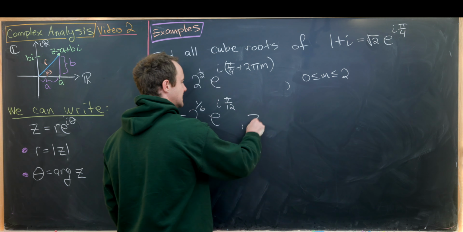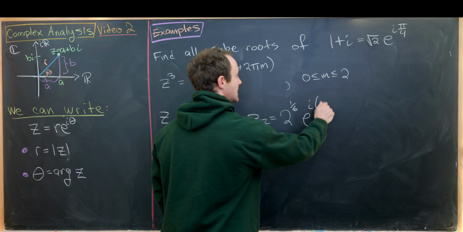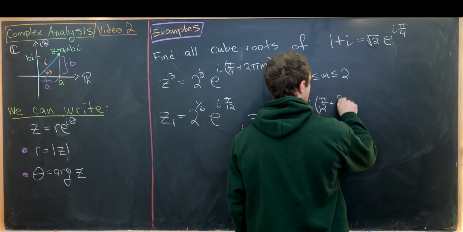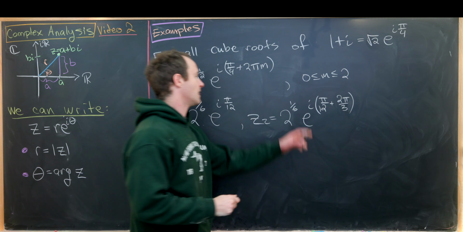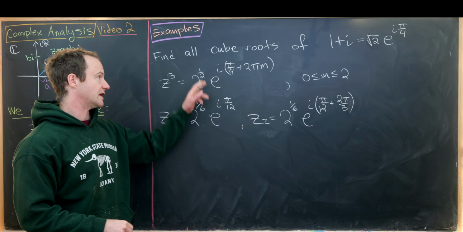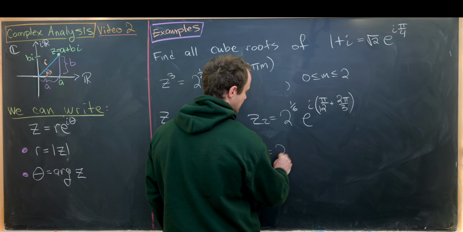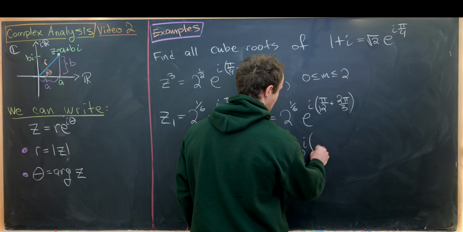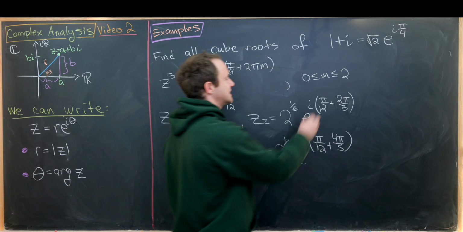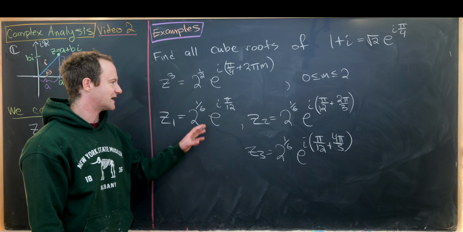Okay, now let's look at z2. So that'll be 2 to the 1/6, and we'll have e to the i (pi over 12, and then the m equals 1 case, which will be plus 2 pi over 3). Again, that's if we have m equals 1. And we obviously divided by 3 in order to solve this. Okay, and then finally, z3 will be the last one, which will be 2 to the 1/6, e to the i (pi over 12 plus 4 pi over 3). And that's because here we're taking m to be equal to 2. Now you could combine these to simplify if you wanted to, but I'll just leave it like that.